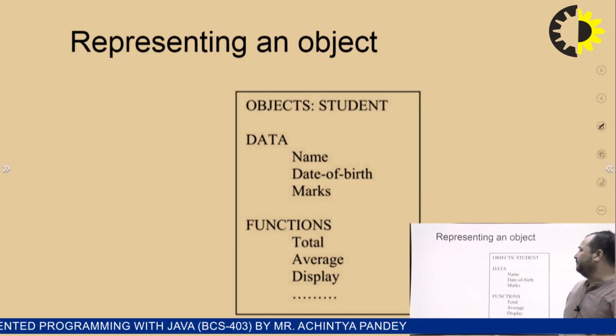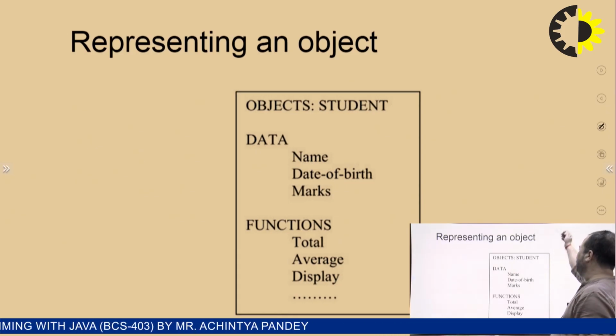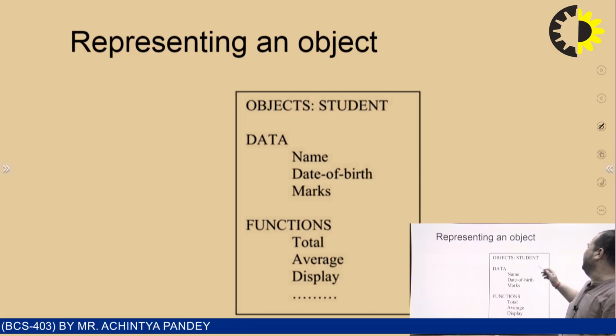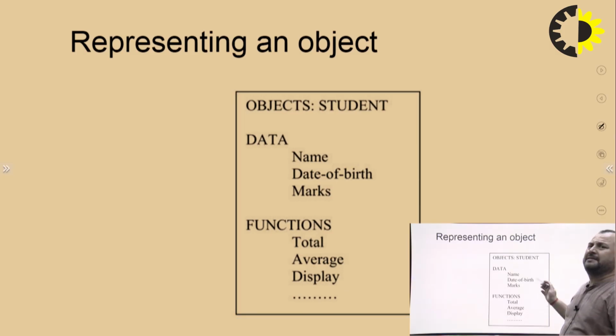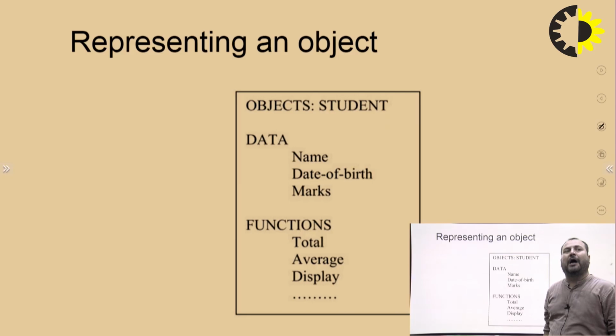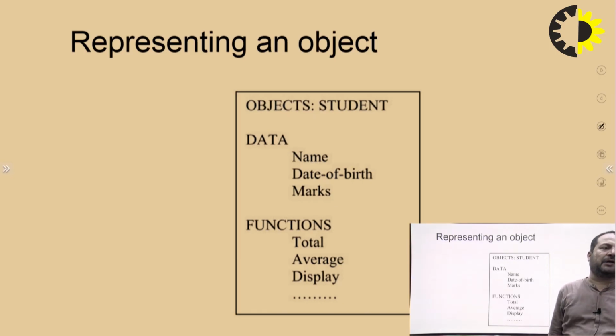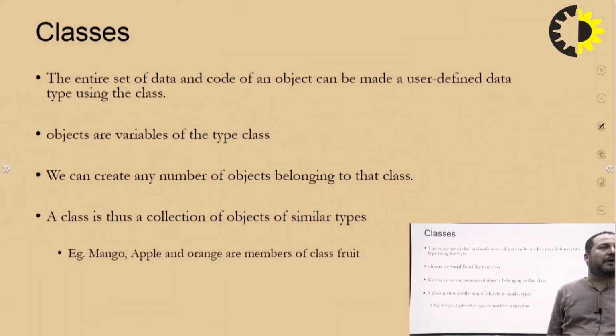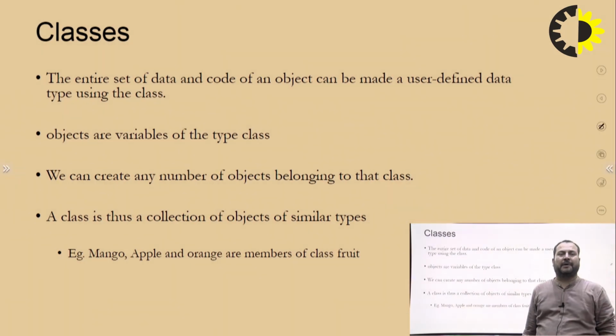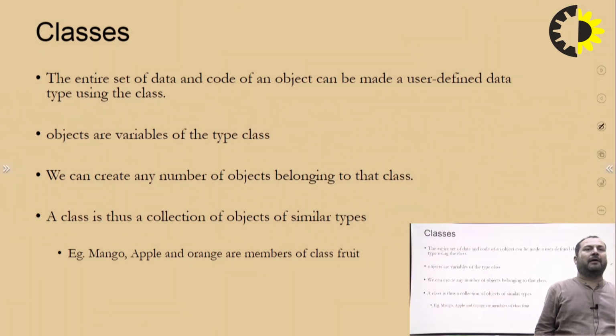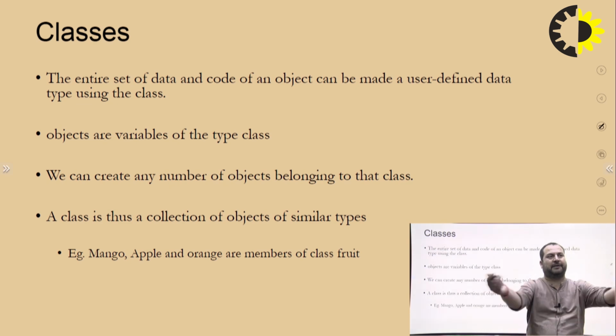Like here, student is what? Basically it is a class, and a particular student will be the object of that class. Okay. So, here data is name, date of birth, marks, and functions are the operations we are going to perform, like total, average, display, okay. A class is nothing but what? A class is a collection of objects, okay.